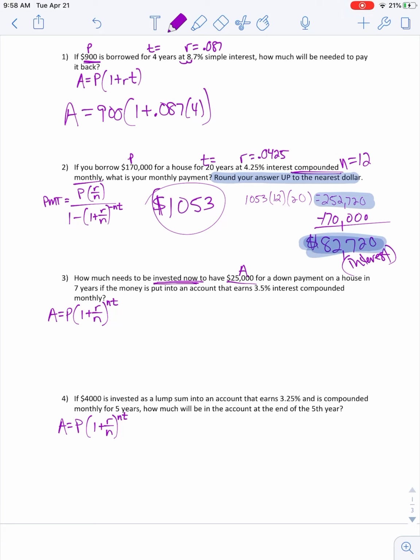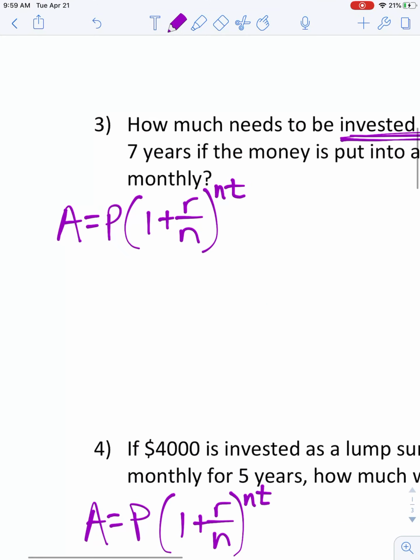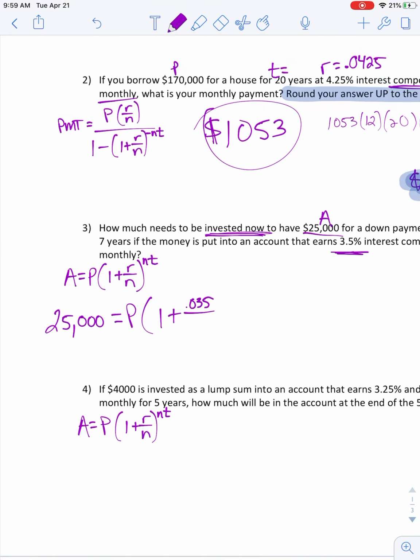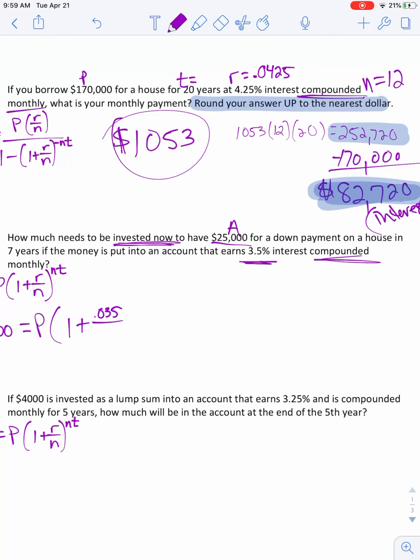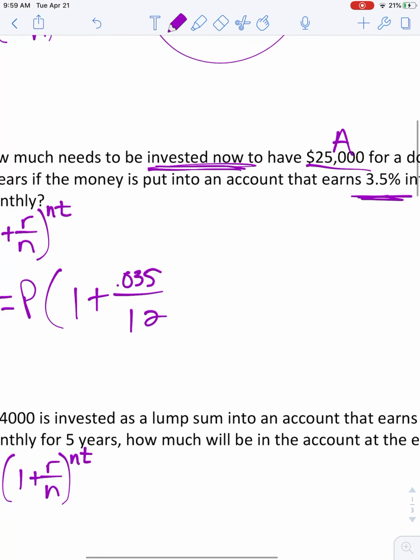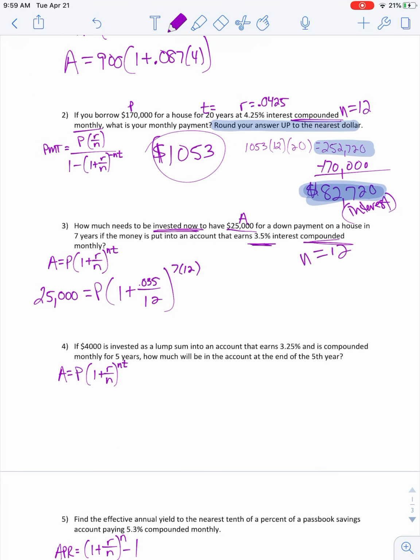So your A there is your future value. Convert that to a decimal. So 25,000 is my future value here. I'm finding out what my P is. 1 plus my interest rate. N. So what is my N here? Well, let's see what it's compounded. Interest is compounded monthly. Again, N is the number of times per year. So that's 12. And my exponent is 7 times 12.